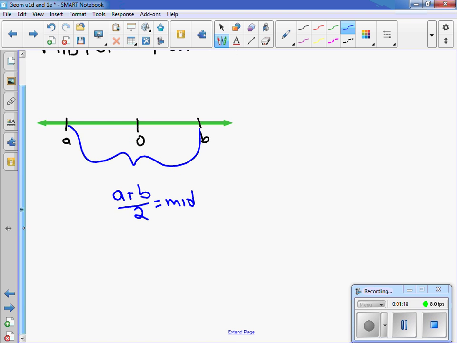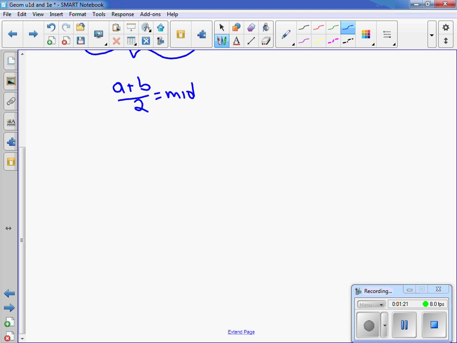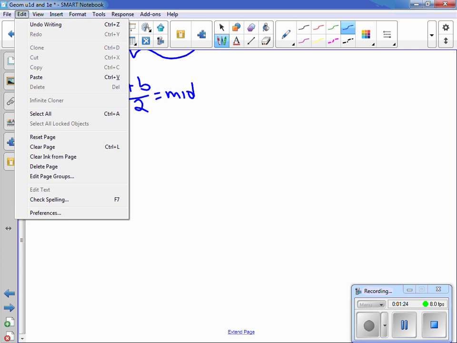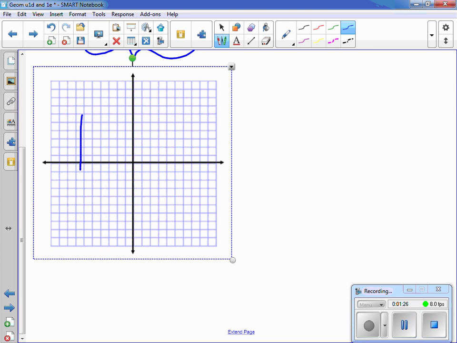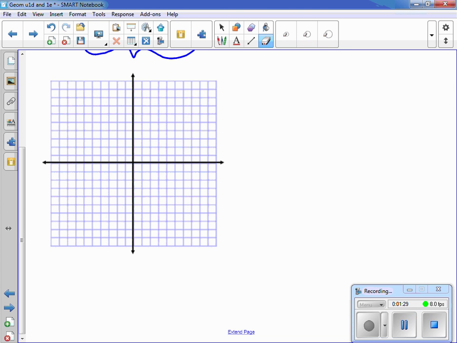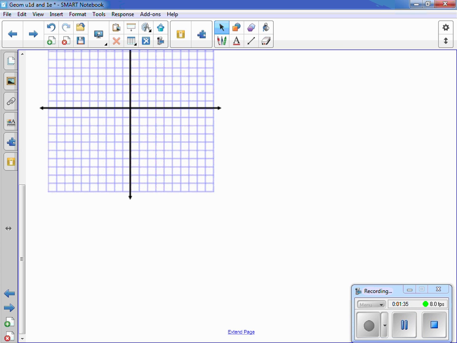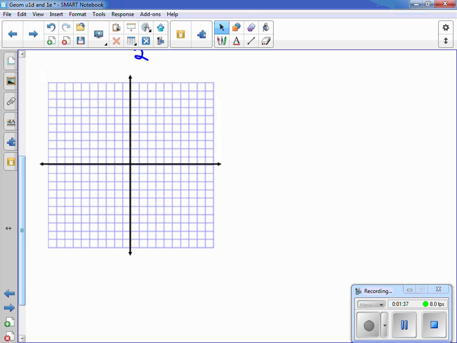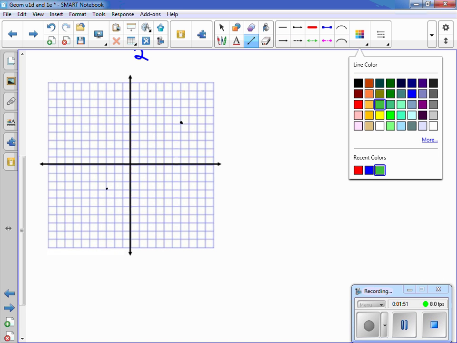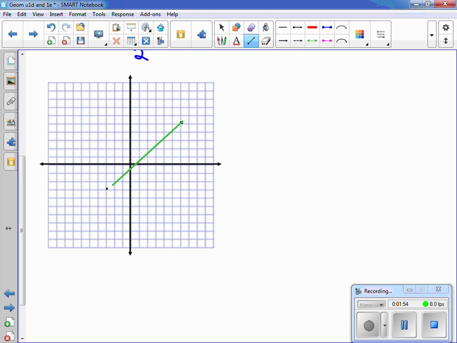So the second way that we go about doing the midpoint is by using a graph. So when we have points on a graph, let's say P and Q. Let's have point P down here and point Q up here. And we have a line connecting these 2 points. Again, these are our points P and Q.